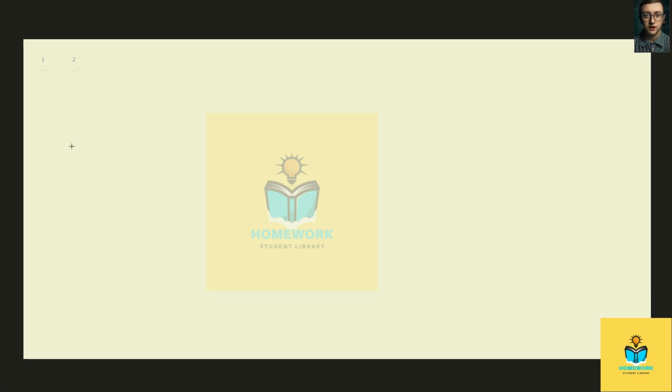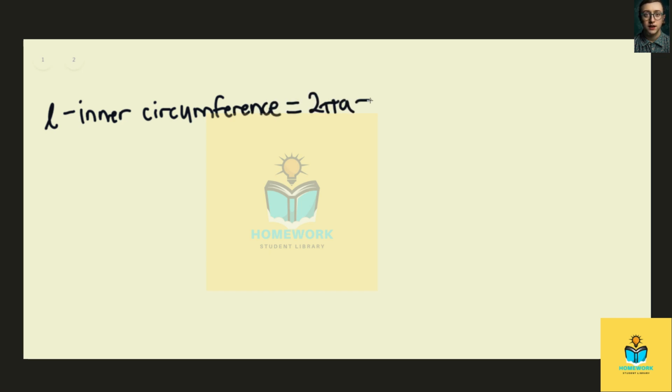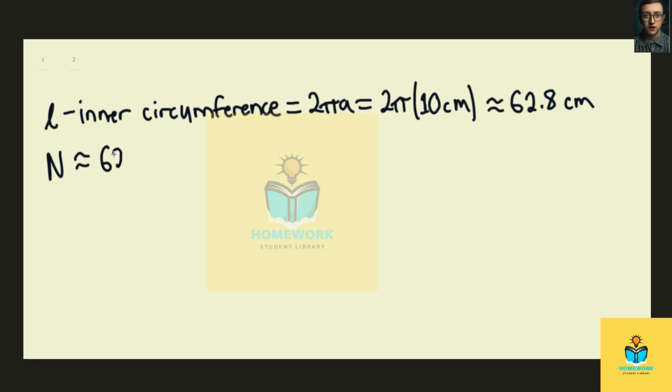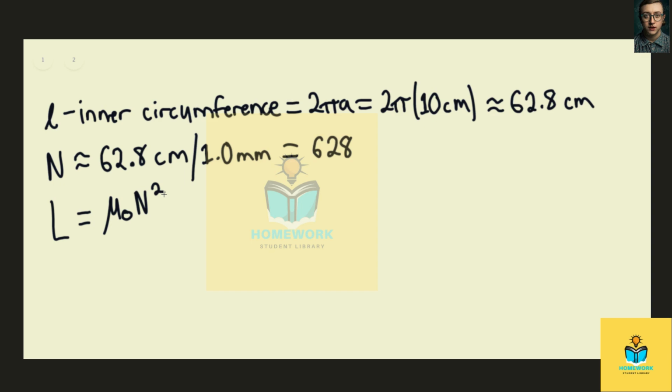We can then say that the inner circumference L would be equal to 2 pi a, or we can say 2 pi times 10 centimeters. This would be approximately equal to 62.8 centimeters. We can say that the number of turns of the toroid would be n. This would be approximately equal to, again, 62.8 centimeters divided by 1.0 millimeters. And this is equaling 628 turns.